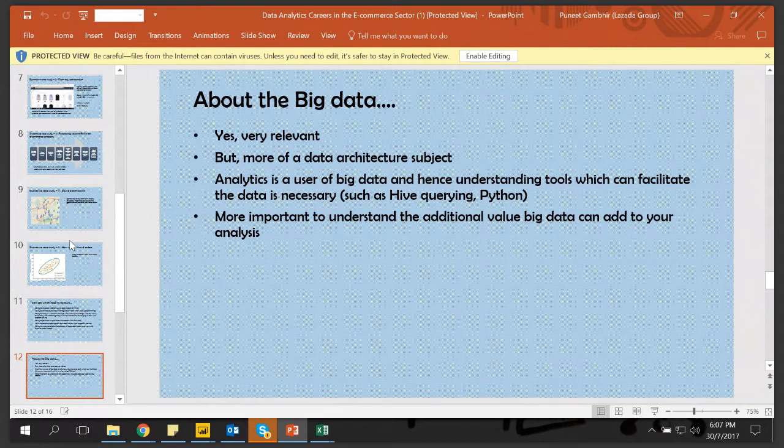You don't need to get too overwhelmed by the whole big data subject. You just need to understand what value it adds to you as an analyst. You should be able to query that data, for which you might need to build some skills on Hive, Python. But apart from that, there is no big concern here, or there's no big gap that you need to fulfill.